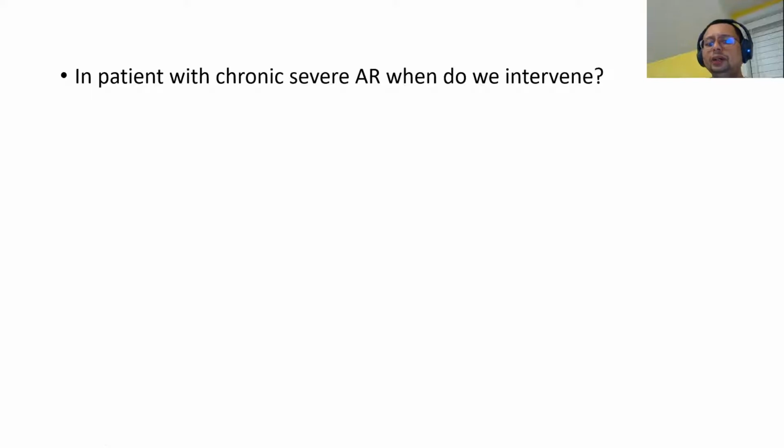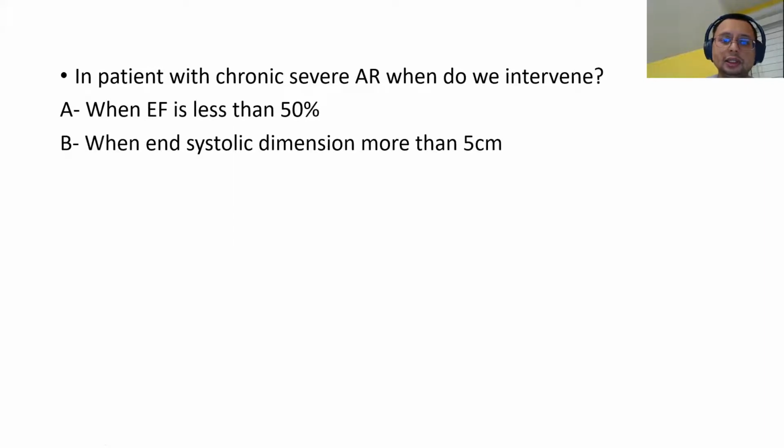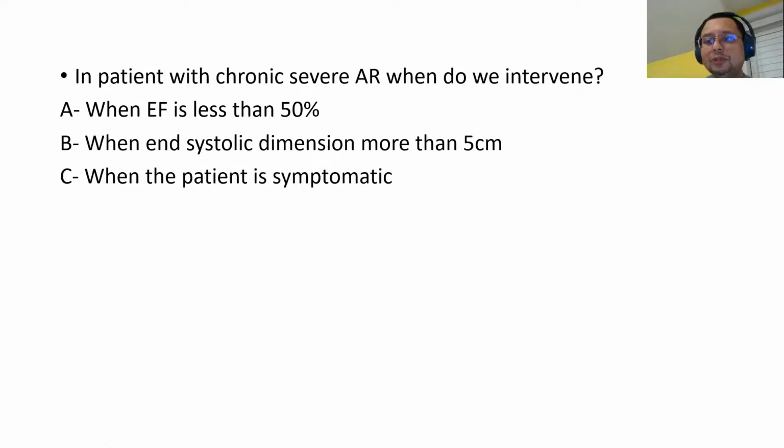When do we intervene? Let's say someone comes to you and the echocardiogram shows severe aortic regurgitation. Is it when the EF is less than 50%? Is it when the end systolic dimension is more than 5 centimeter? Is it when the patient is symptomatic? Or is it all of the above? Okay. The answer to this question is all of the above.